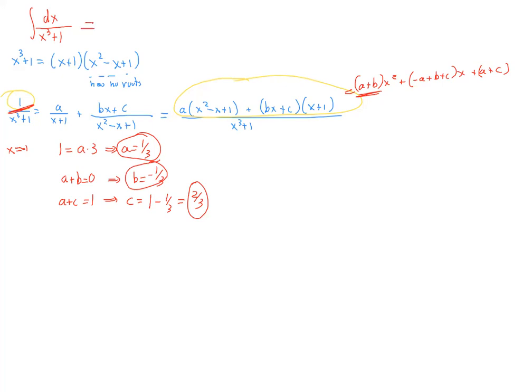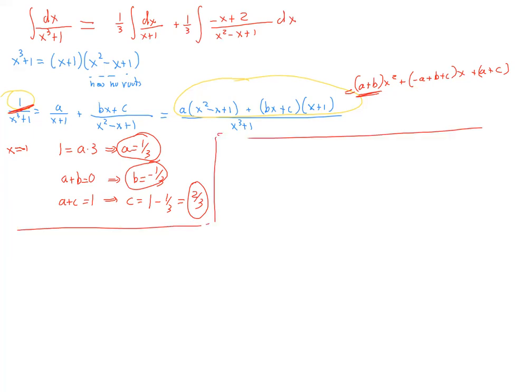It breaks into the integral of 1/3 of 1 over x plus 1. And we can factor out 1/3 from the second one, so we will have 1/3 times minus x plus 2 over x squared minus x plus 1 dx. We should do these two integrals separately.